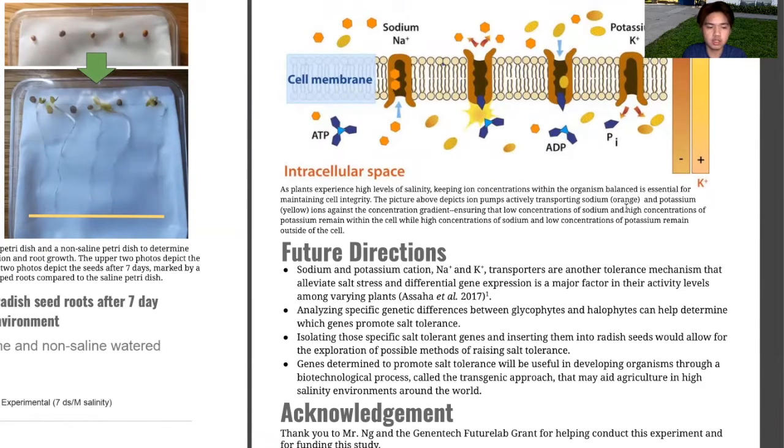Through biotechnology, these isolated genes could be inserted into plants, like our radishes, through the transgenic approach in order to create more salt tolerant organisms that would aid agriculture in high salinity environments. Salt stress is a major global issue, and understanding to what extent it harms agriculture, and specifically how it does so, allows us to use biotechnology to increase the viability of crops and potentially other organisms for our benefit.